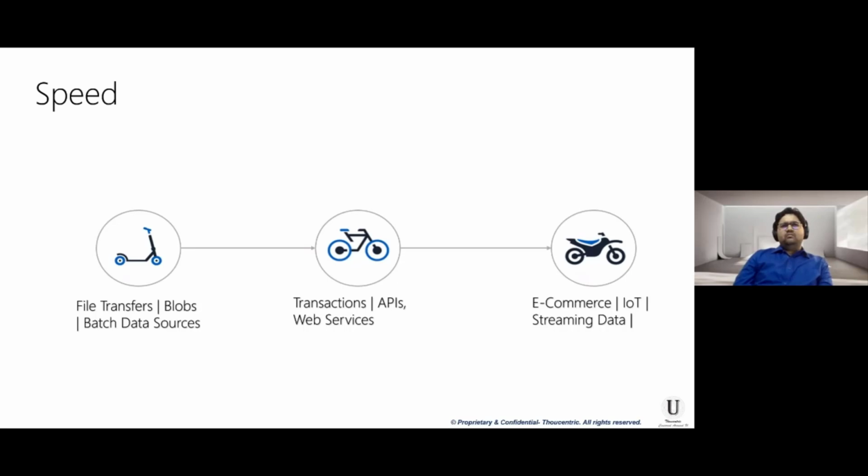Then we move on to a little faster pace, kind of a bicycle, where we have transactions, APIs, web services, and those things which are much faster than a file transfer. These are near real time. These are real time in a lot of scenarios. They are push based or pull based. They are event driven and things like that. So again, it is important to categorize this data to understand the type of data we are dealing with and design the architecture for it.